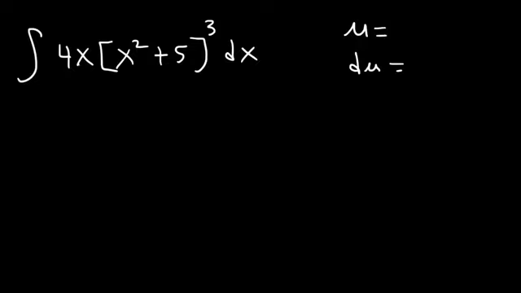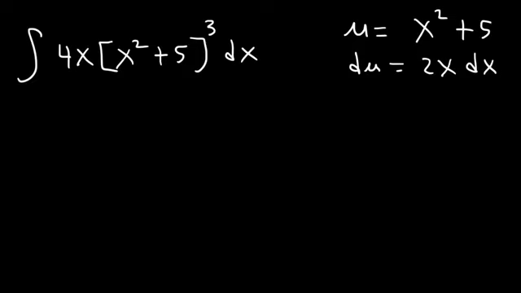Now, whatever you select u to be, du has to be the derivative. If we select u to be 4x, the derivative will be 4, and that's not going to get rid of x squared plus 5. We need to change all of the x variables into u variables. Now, if we make u equal to x squared plus 5, du is going to be 2x, which can cancel the x in 4x, and that's what we want to do. So let's set u equal to x squared plus 5. du is going to be 2x times dx.